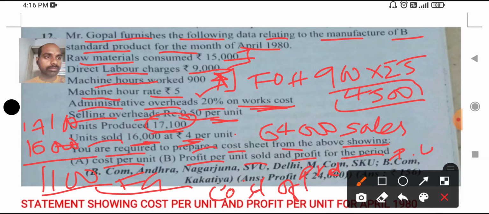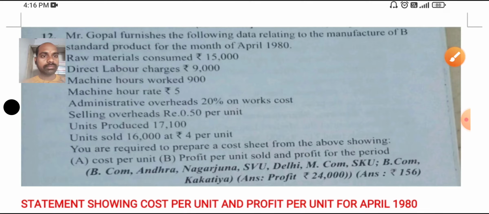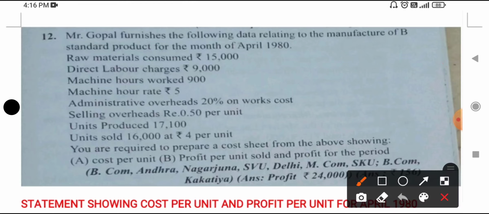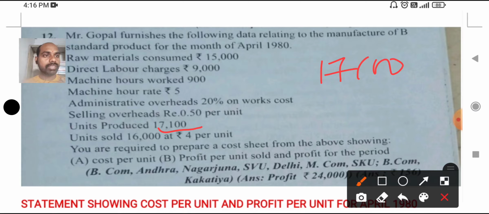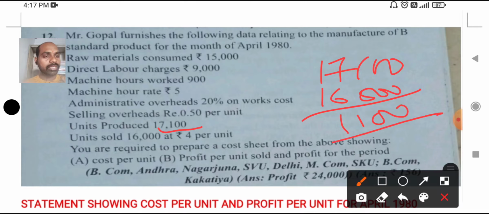So the entire question is this itself. Hope you have understood. Now let us solve this. तो मैं आपके लिए पूरा बना के रखा, आपको मैं अभी समझा देता हूँ पूरा. So I hope you understood what they are saying in this question. We have produced 17,100 units and sold 16,000 units. So the remaining 1,100 units, these are closing finished goods.